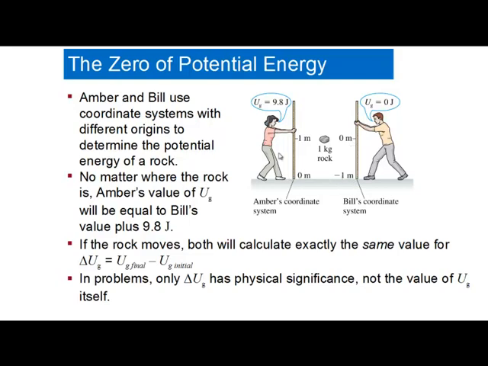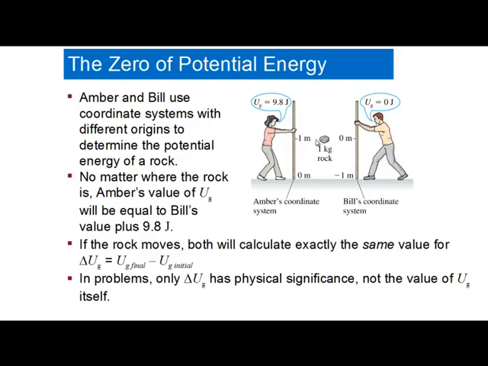So when they do their calculation, Amber and Bill will come up with different numbers. For Amber, the position being 1 meter, you put that into the expression mgy. She comes up with 9.8 joules for the potential energy. Bill, on the other hand, would say, well, the position of the rock is 0, and therefore its potential energy will be equal to 0.